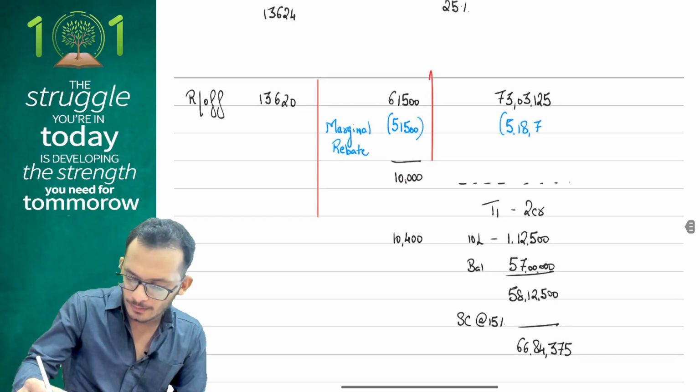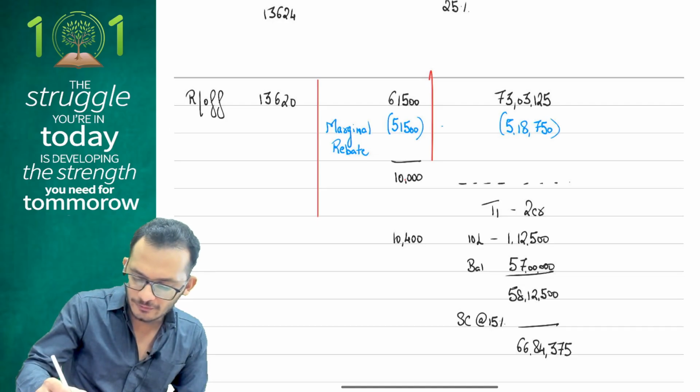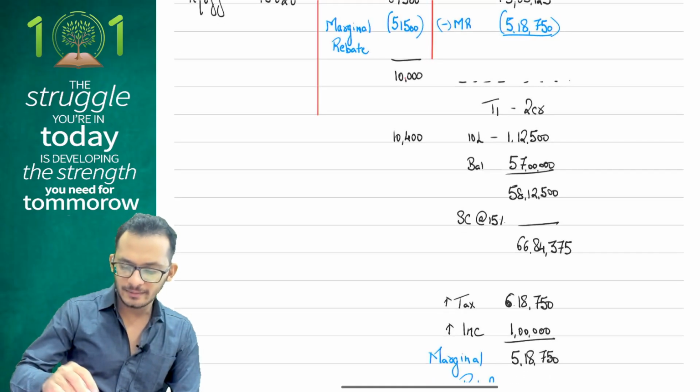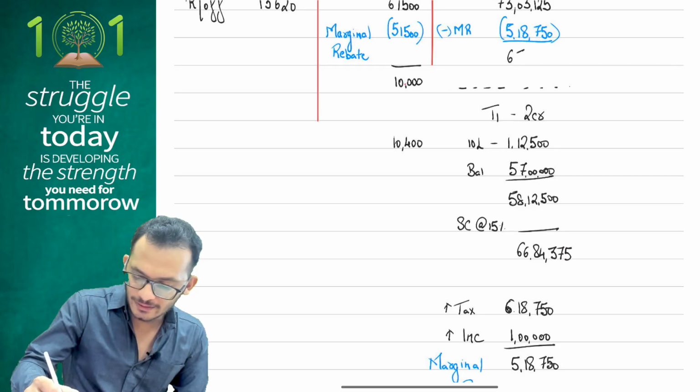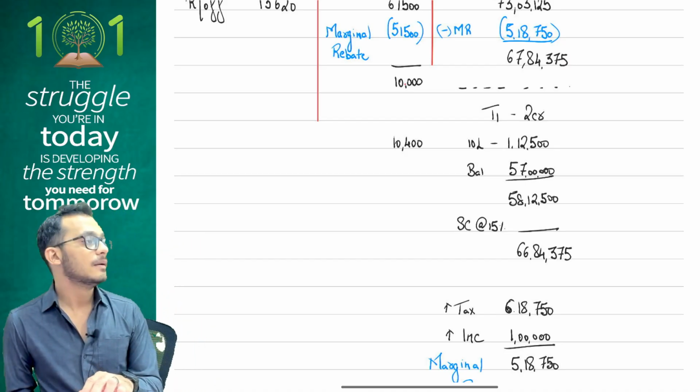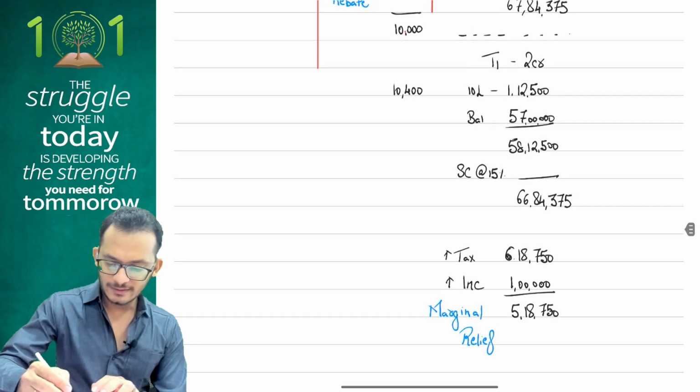5,18,750 as my MR, giving me my tax liability as 6784375. People, check the same number. Check, same number. Yes.